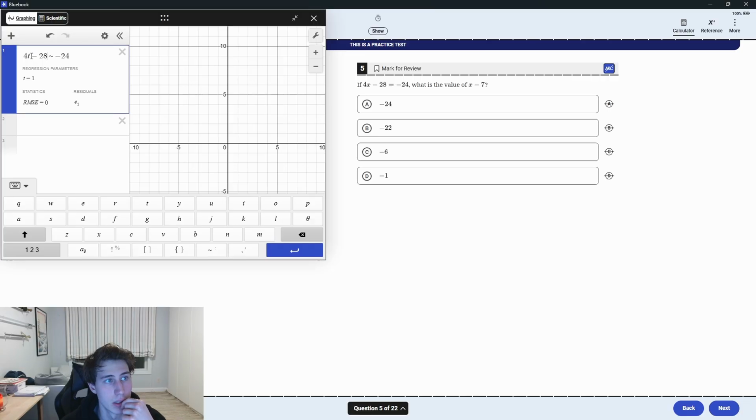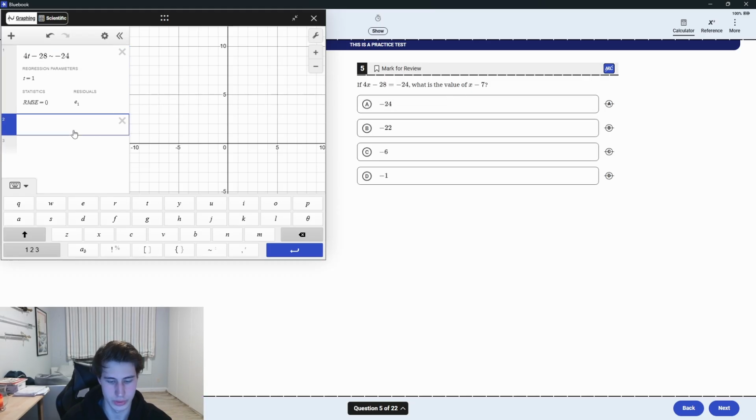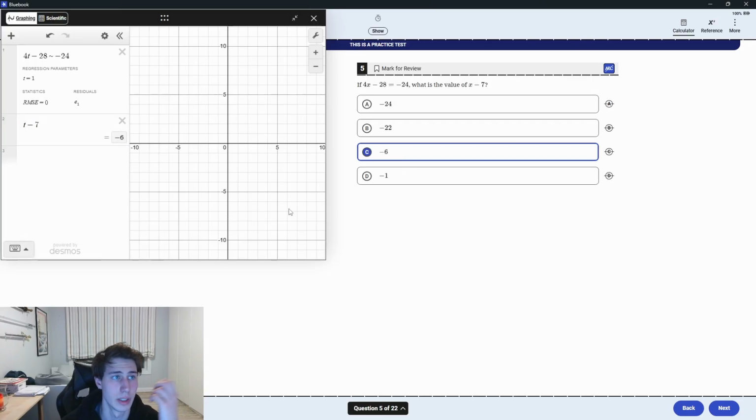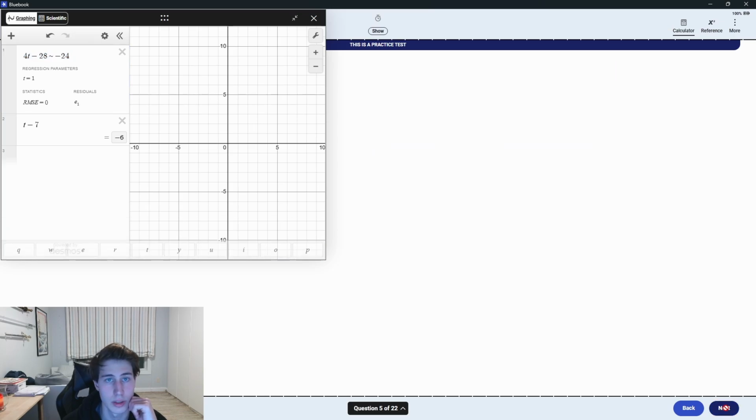So in this case, instead of using x, because x is actually a variable and Desmos recognizes a variable, we have to switch that over to t or b, or even something like x1 also works. And that essentially finds out that this variable, x, is equal to 1. So now we can do t minus 7, x minus 7, which is negative 6, and that's our answer. This is a cool little way to use regression, a very simple way.